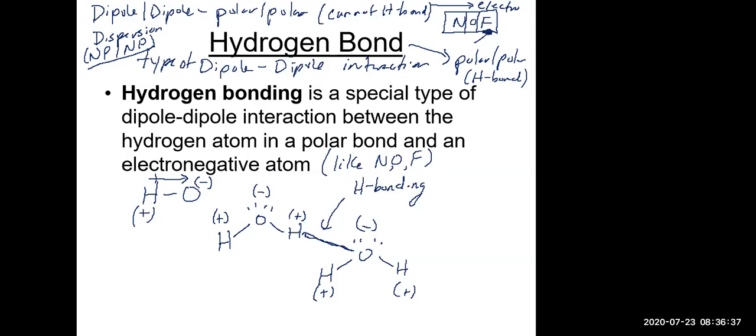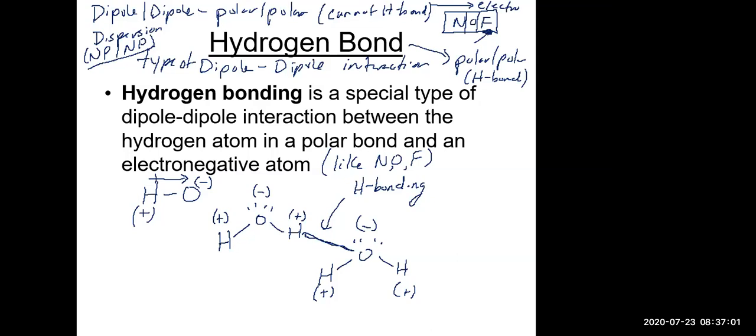In dipole-dipole, you may come across a molecule that does not have the ability to hydrogen bond, but that is still polar, and it will use dipole-dipole. While you could have a polar molecule that has the ability to hydrogen bond, and it will use hydrogen bonding as its major source of intermolecular forces.